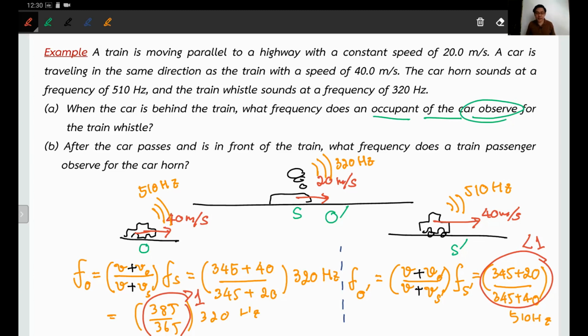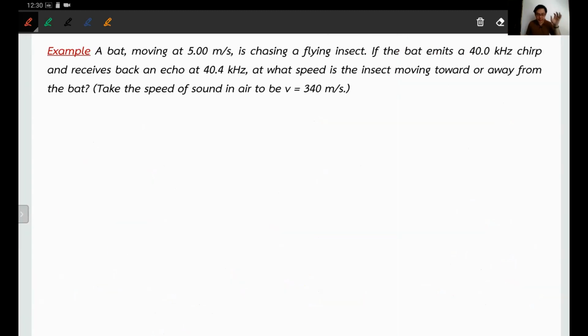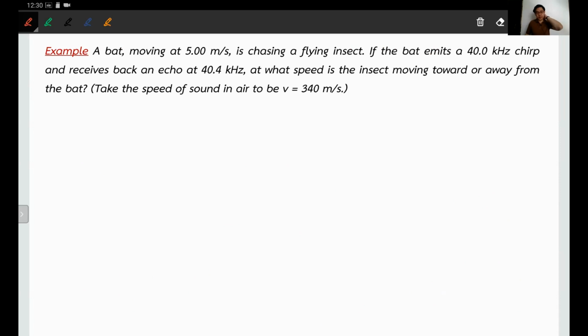Okay, all right, but that's pretty much it for the Doppler effect. And let's do one more, just for a quick practice. Oh, yes. Go ahead. What's the question? Can you hear me? Yeah, you can speak right away.